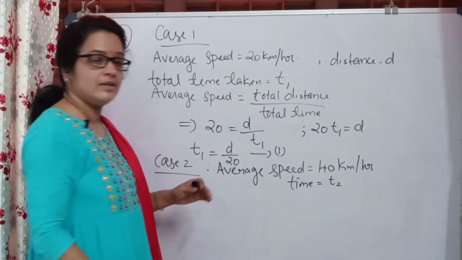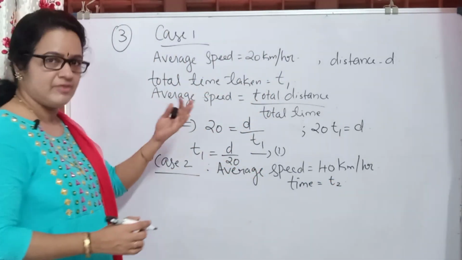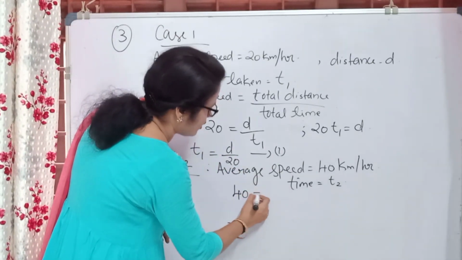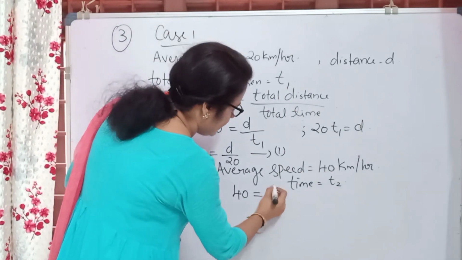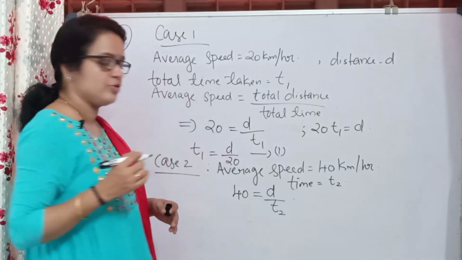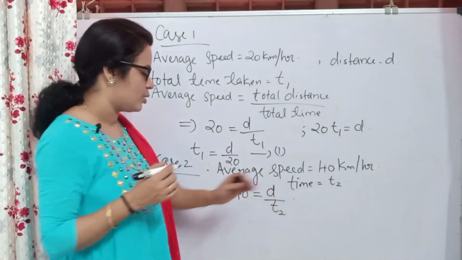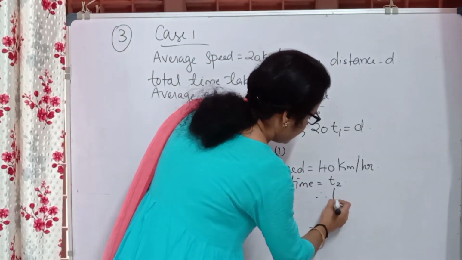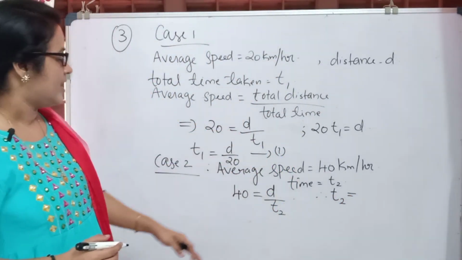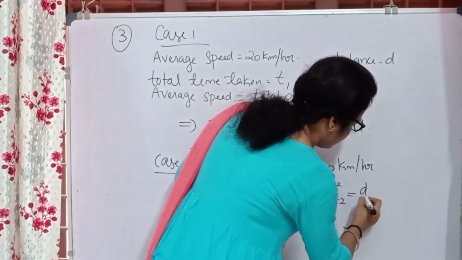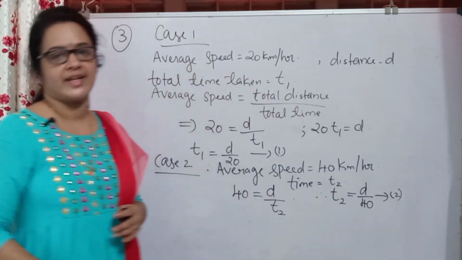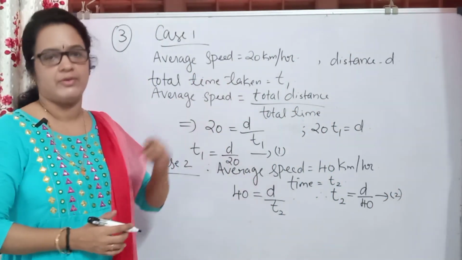So what about the equation for average speed? Again we can substitute the same equation. Average speed, that is 40, is equal to total distance d divided by total time t2. So can we find t2 from this? 40 into t2 is equal to d, right? Therefore t2 will be equal to d by 40. Now we have calculated the two time intervals, t1 and t2.